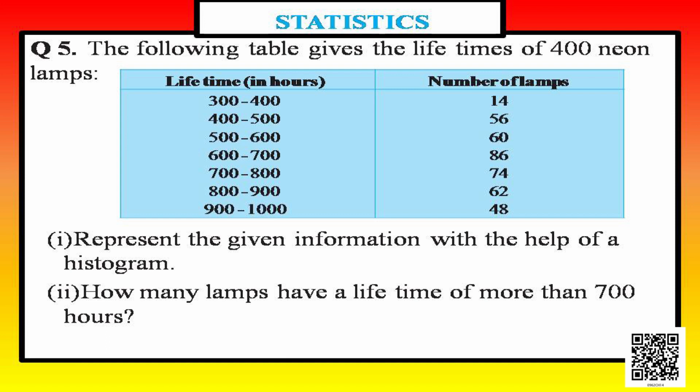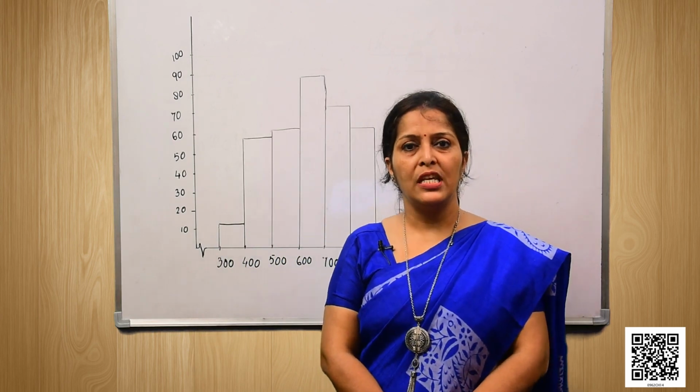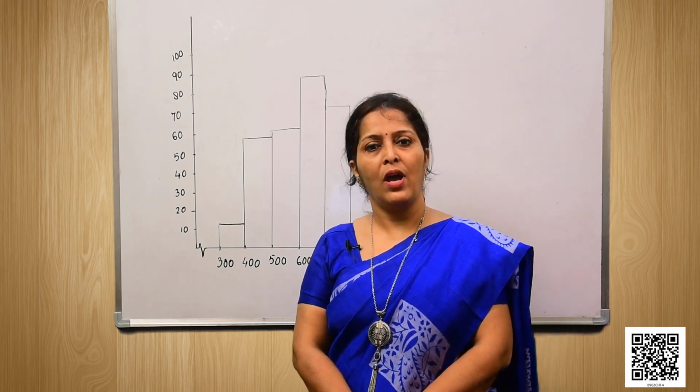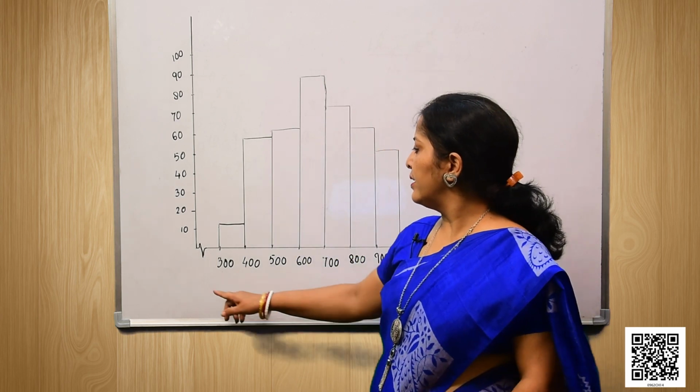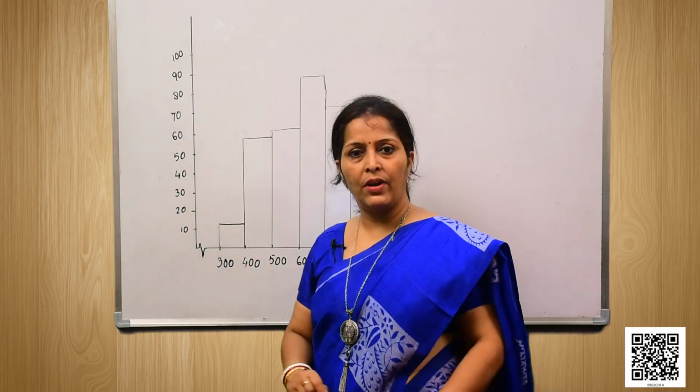The question asks, first bit, represent the given information with the help of a histogram, and second bit, how many lamps have a lifetime of more than 700 hours. So let us solve it now. So students, here is the solution of question number 5 of exercise 14.3. The class interval was given to us and the frequency was also given to us, and we were asked to make a histogram out of that. So here are the data, the class interval along the horizontal line and the frequency along the vertical line.